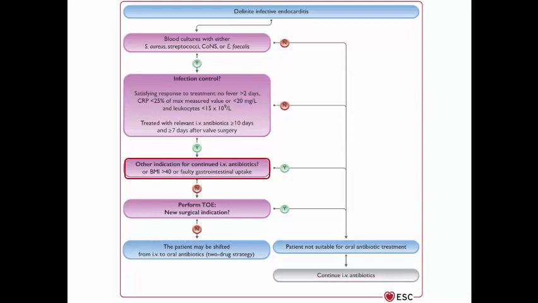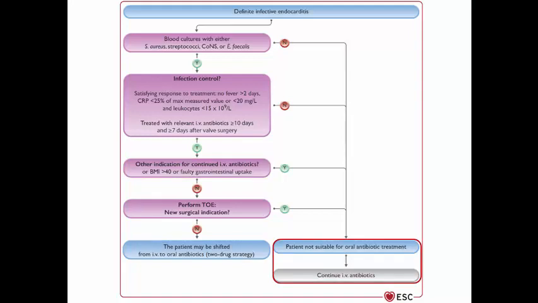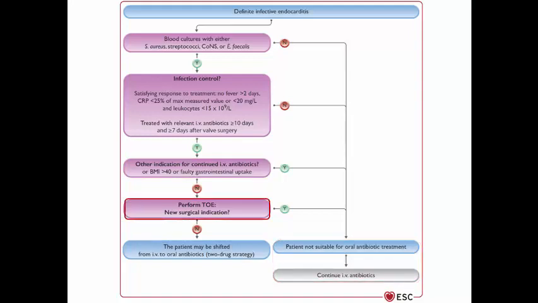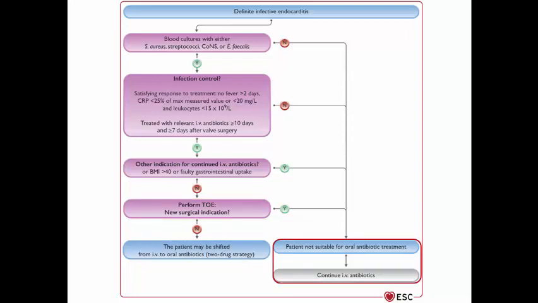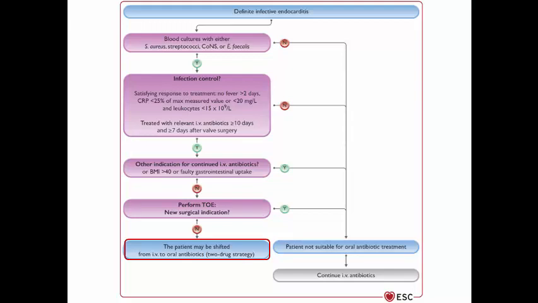Does the patient have any other indication for continuing IV antibiotics, or body mass index more than 40, or faulty gastrointestinal uptake? In this case, if the answer is yes, the patient is not suitable for oral antibiotic treatment. But if the answer is no, perform a transesophageal echo to check whether the patient has a new surgical indication or not. If he has any evidence for abscess, pseudoaneurysm, or dehiscence, he is not suitable for oral antibiotic therapy. If the answer is no, the patient may be shifted from IV to oral antibiotics, but of course according to drug strategy.